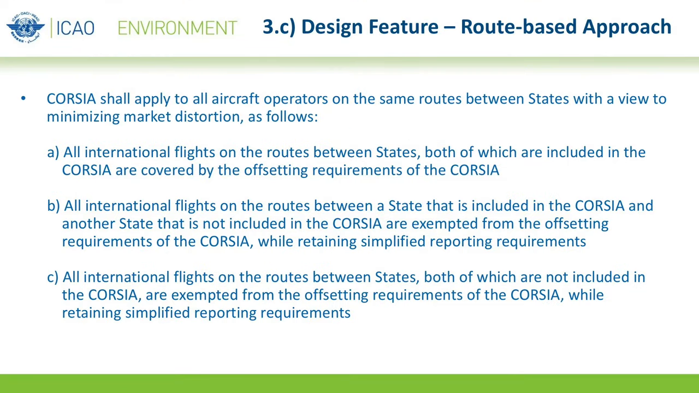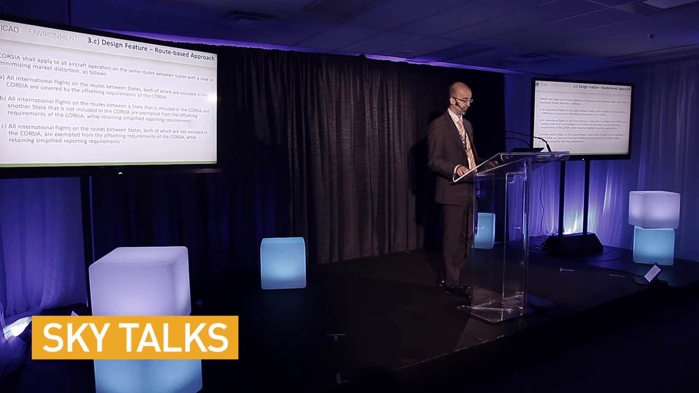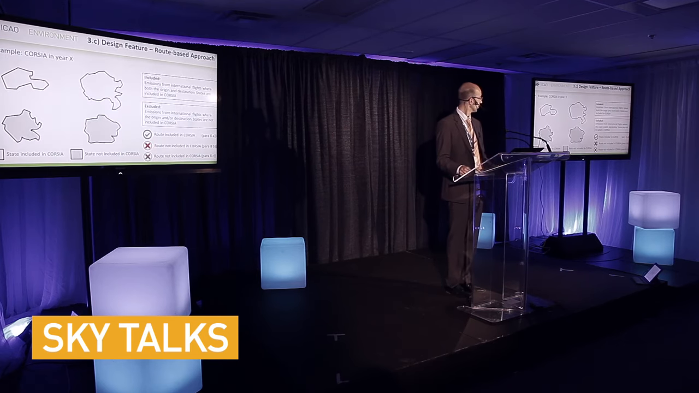So another interesting design feature of the CORSIA is the so-called route-based approach to define the coverage of the scheme. Basically, what this approach says is that for those international routes linking states, both of which are included in the scheme, then the emissions from flights flying in those routes will be included in the scheme. And in the same way, when a route links states, both of which or one of which is not included in the scheme, then that route will not be included in the scheme. This can be seen with an example.